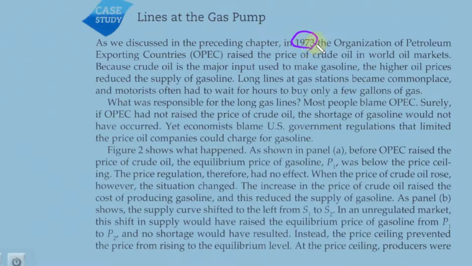In 1973, the Organization of Petroleum Exporting Countries, the initials of OPEC, right? OPEC raises the price. They increase the price of crude oil. Crude oil is oil which is not processed. This is original oil pumped from the earth, right? This is not processed oil. We call it crude oil.